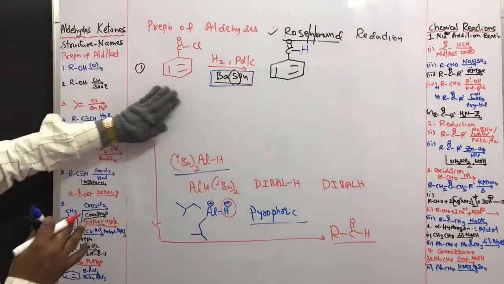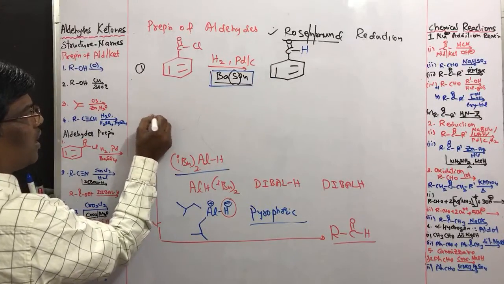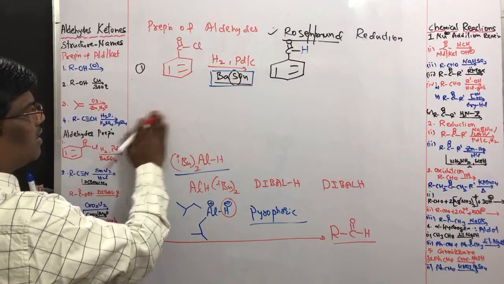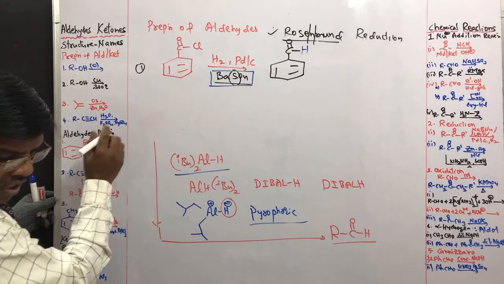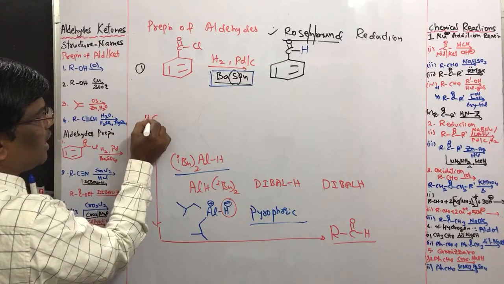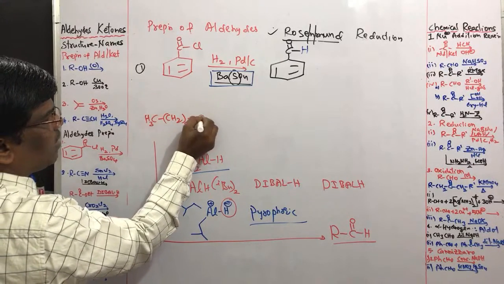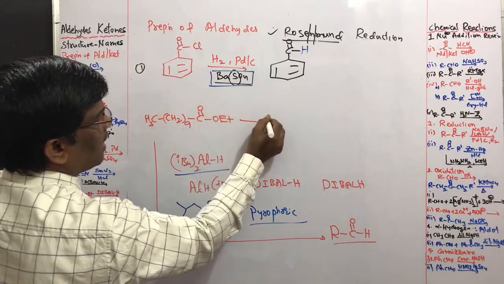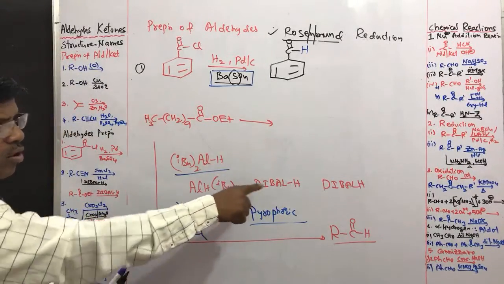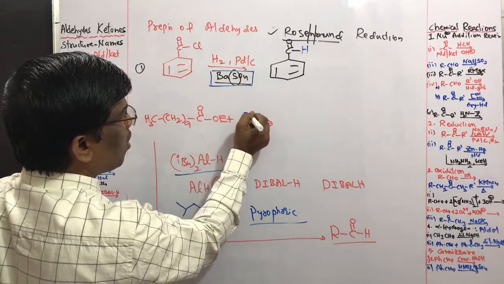Ester to aldehyde. In carboxylic acids I am going to explain in detail. For example, if I take a long chain acid ester, CH2 taken 9 times, and this is ethyl ester, and when I treat it with diisobutyl aluminum hydride, I can write DIBAL-H.